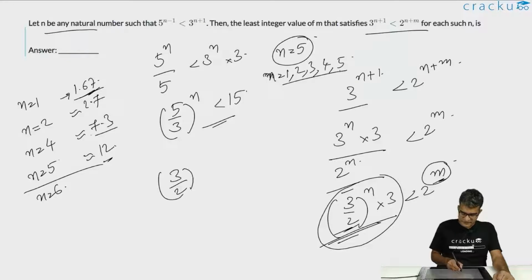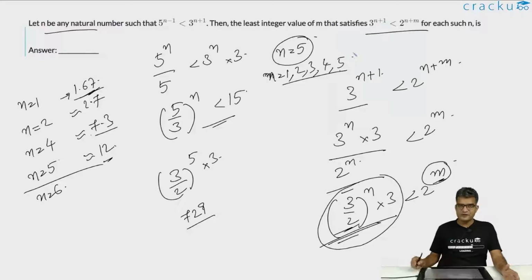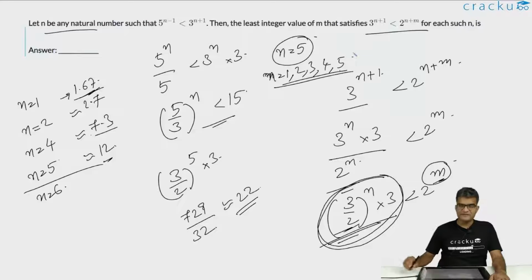So for example, if you are choosing n to be equal to 5 over here, 3 by 2 to the power 5 into 3 will be 3 to the power 6, which is 729, divided by 2 to the power 5, which is 32. You can calculate this. This will be approximately 22. This is the largest value that 3 by 2 to the power n into 3 can take when n is varying from 1 to 5.